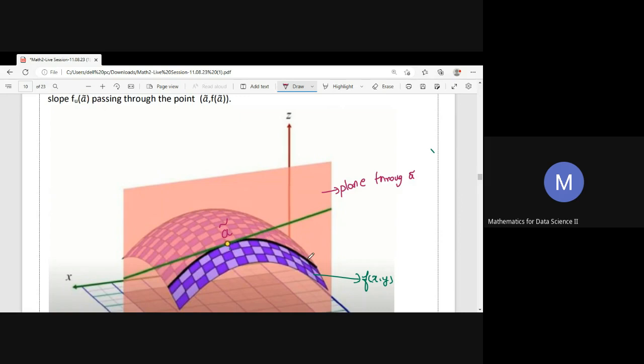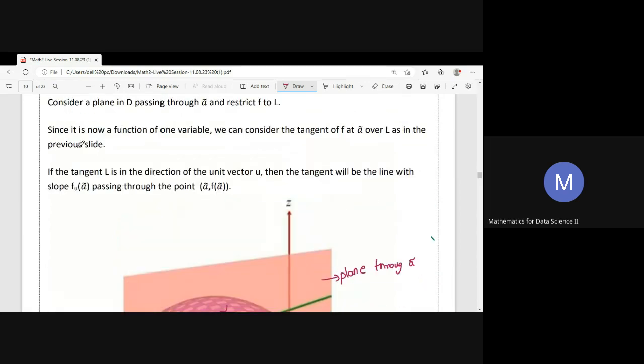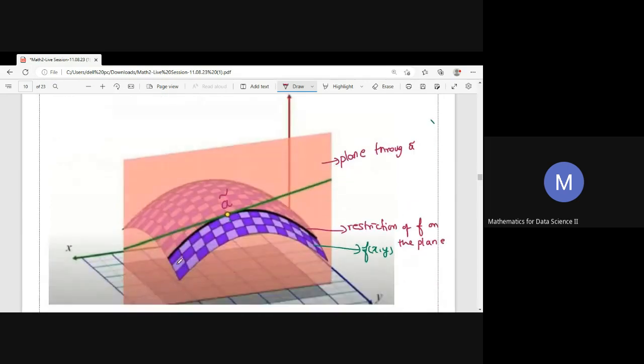This black color curve you see, right? So this is the restriction of f on the plane, correct? So this is the restriction of this function f on this plane. Okay. Now you see that it is now just a function of one variable. So it is a simple curve. It is just a function of one variable.